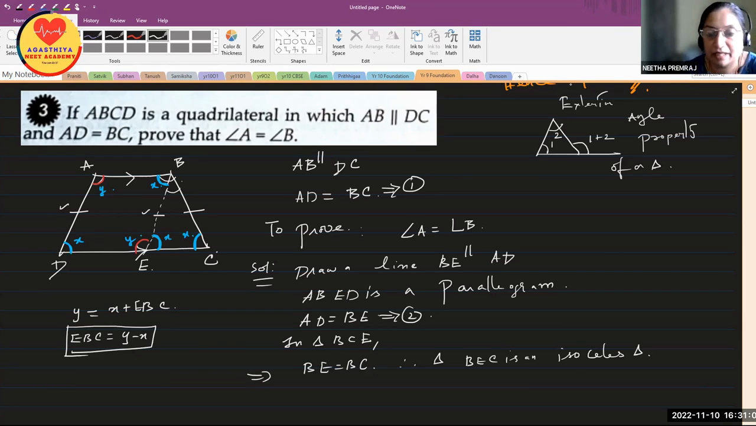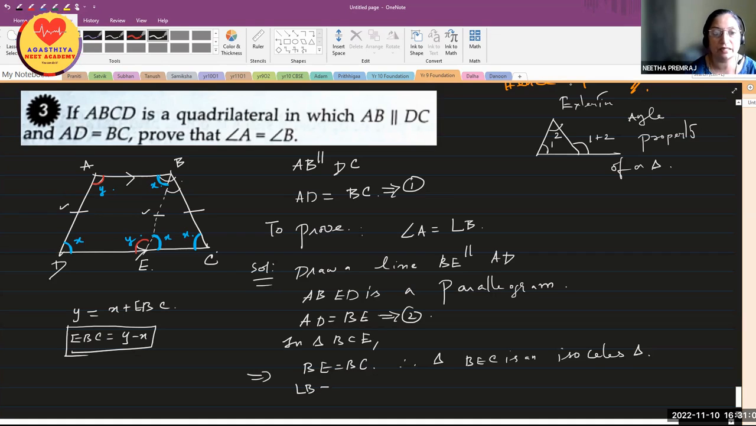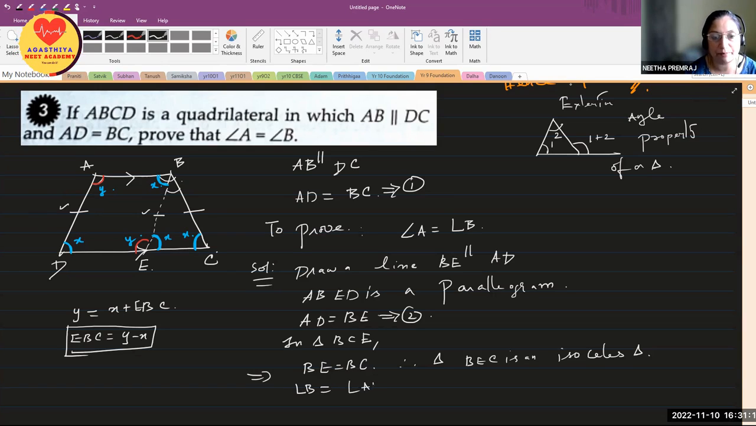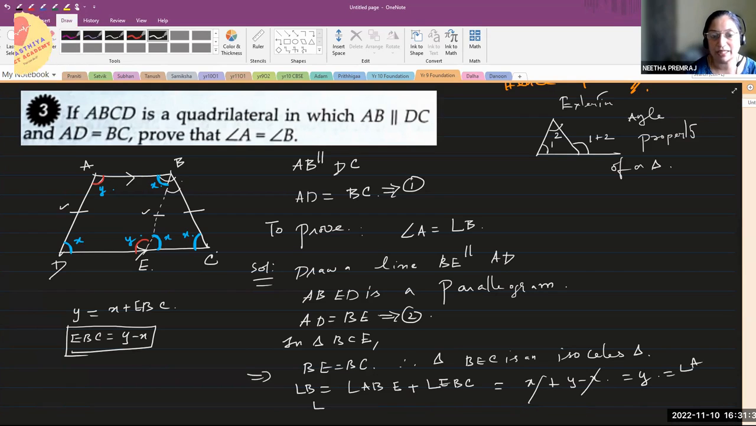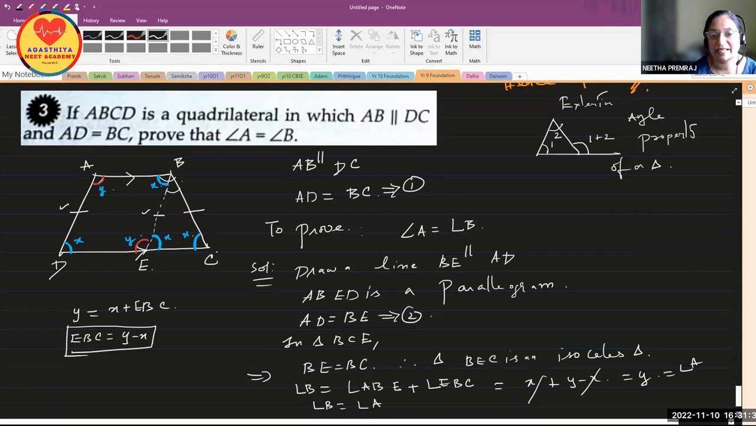Sorry guys. Okay. See, now come here, we add this angle at B. What is the angle at B? Angle ABC is angle ABE plus angle EBC. Angle at B is angle ABE plus EBC. ABE is what? X. Plus EBC is what? Y minus X. But when we simplify, what do we get? It becomes Y. So here also Y, isn't it? That is equal to angle A. So we have proved that angle B is equal to angle A. Hence proved.